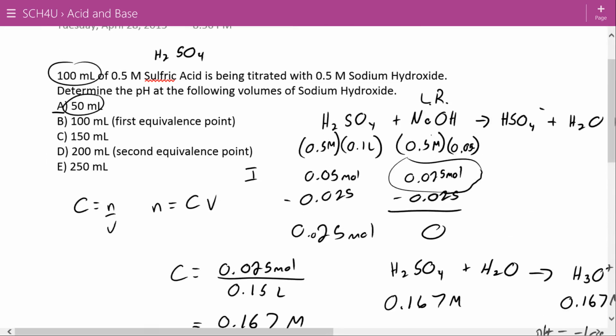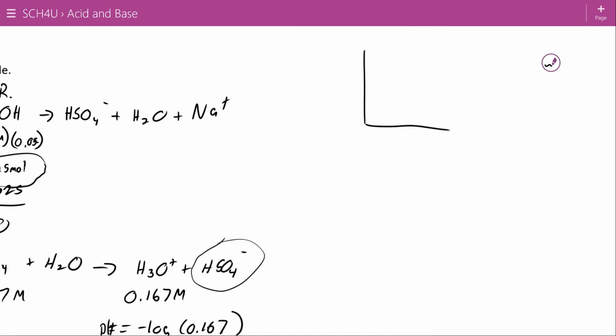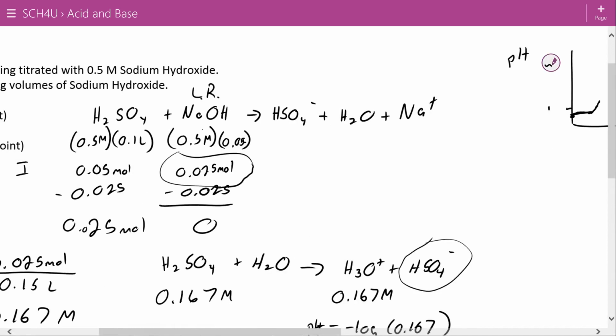So, in the first region of this graph, if we imagine, this is going to be volume of base, and this is going to be pH. We start with a pH that's very low, below 1, and it's going to cook along here for a little while until we hit the equivalence point. At the equivalence point, we expect it to rise suddenly, but let's just go ahead and find out what pH it'll rise through during that equivalence point.